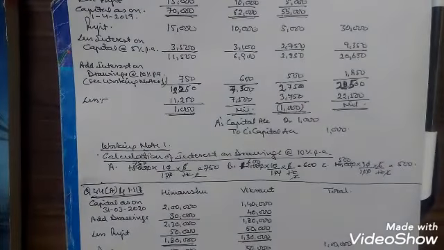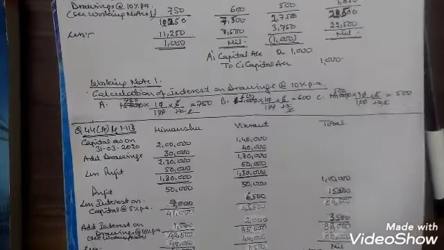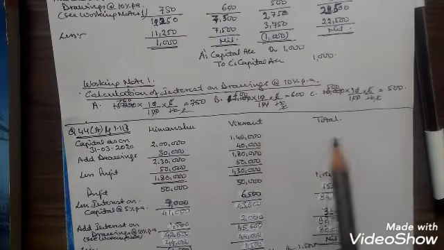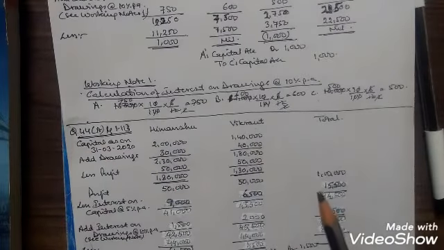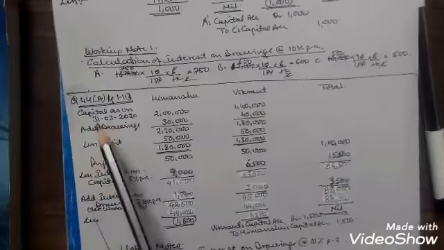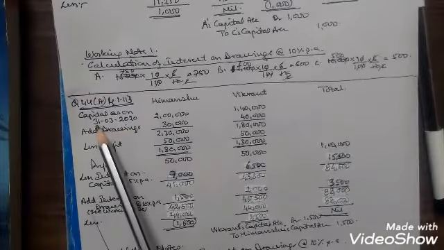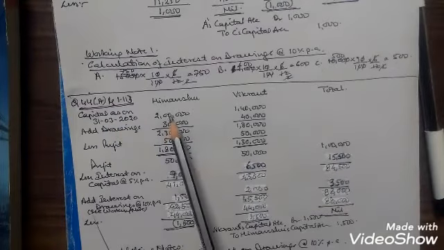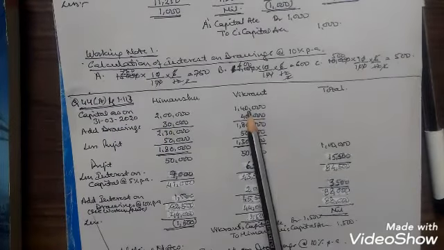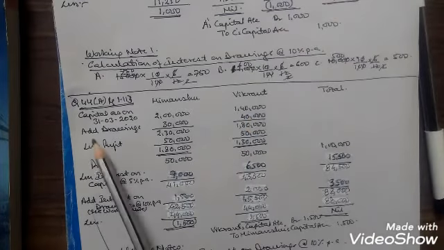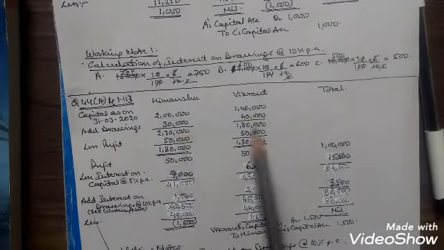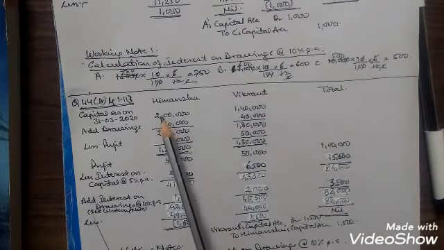So here, Himanshu and Vikrant are partners. Again, over here, first of all, we have to calculate the capital at the beginning to calculate the interest on capital. Therefore, the capital as on 31/3/2020, that is at the end, was 2 lakh for Himanshu and 1,40,000 for Vikrant. Total will not be done. Add drawings, we will add drawings 30,000 and 40,000. So the total comes to 2 lakh plus 30,000 is 2,30,000, 1,40,000 plus 40,000 is 1,80,000.